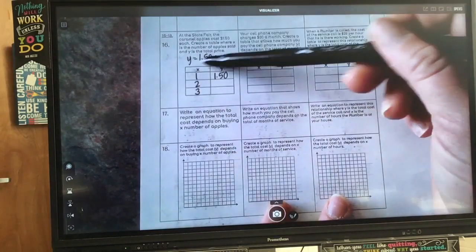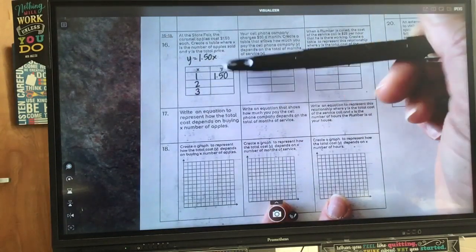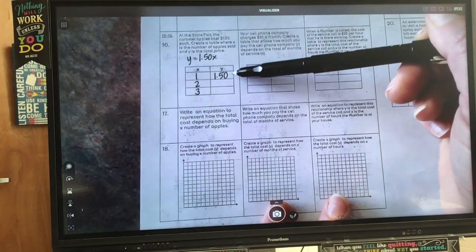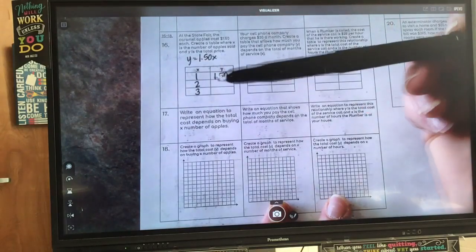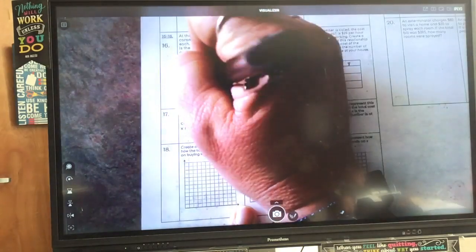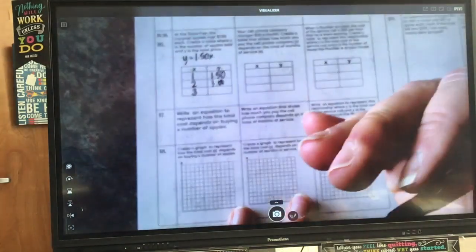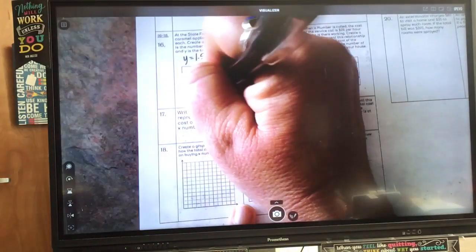So I went ahead and kind of wrote the example down. You just kind of had to finish the chart for this one. So your equation is Y equals 1.50X. So for one apple, it costs how much? Christiana? Okay, so then for 2 apples, what's it going to cost? Aiden? $3. For 3 apples, what is it going to cost? Troy? Did you say $4.50?